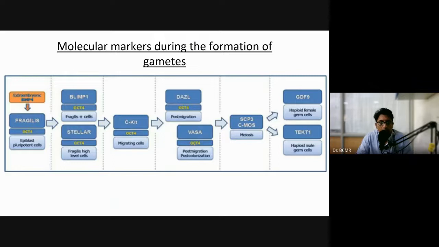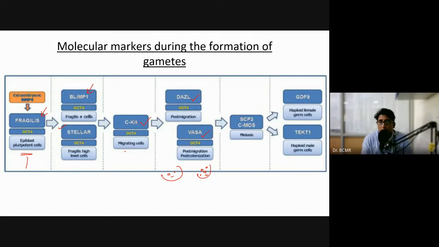So this is the same thing, shown differently, of course, but you can try to go there. So Fragilis, BLIMP1, this is where we are, in the epiblast. Then we have Blimp and Stella, OCT4. Then migrating cells, we have c-kit. And post-migration, you will have DAZL. And post-migration, post-colonization, that means here they have just reached, whereas here they have colonized. Then they would also have expression of VASA.